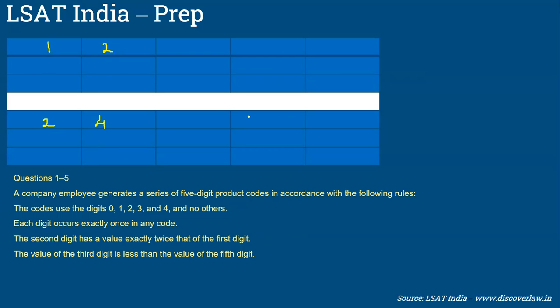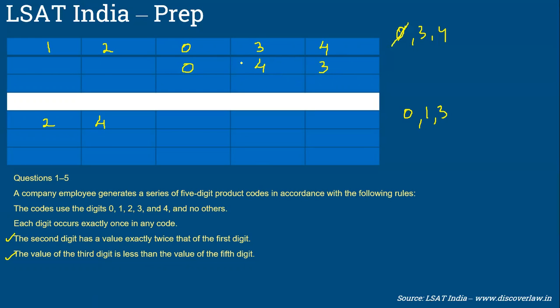When I use the possibility 1 and 2, I'm left with 0, 3, and 4. And here I am left with 0, 1, and 3. So I've used this condition. Let me use the final condition: the value of the third digit is less than the value of the fifth digit. So my third digit, let's say I'll start with 0. If I keep 0 as my third digit, its value has to be less than the fifth digit. So I can keep the fourth as 3 and the fifth as 4. This will satisfy all the conditions. I can also keep my third digit as 0, this as 4, and this as 3. So this also satisfies all the conditions.